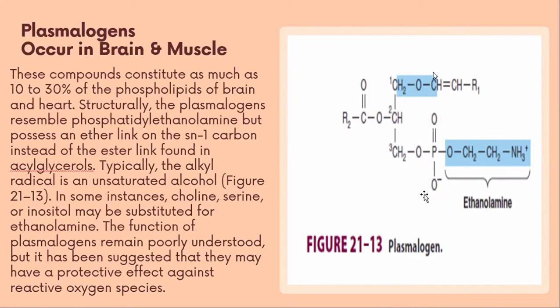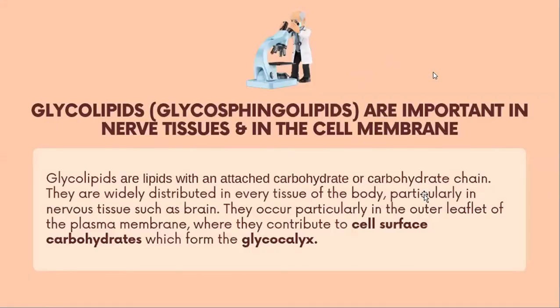The function of plasmalogen remains poorly understood, but it has been suggested that they may have a protective effect against reactive oxygen species or ROS. Glycolipids. Glycosphingolipids are important in nerve tissues and in the cell membrane. Glycolipids are lipids with an attached carbohydrate or carbohydrate chain. They are widely distributed in every tissue of the body, particularly in nerve tissues such as brain.